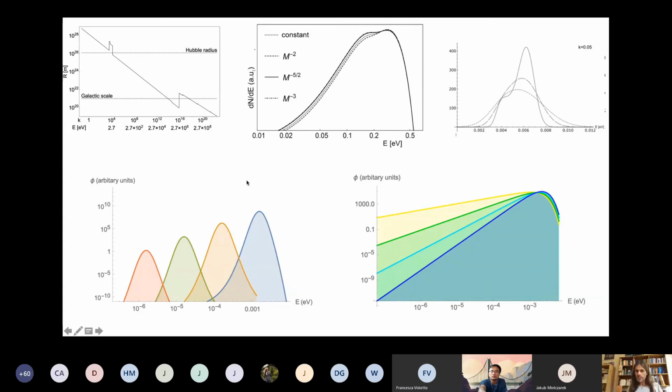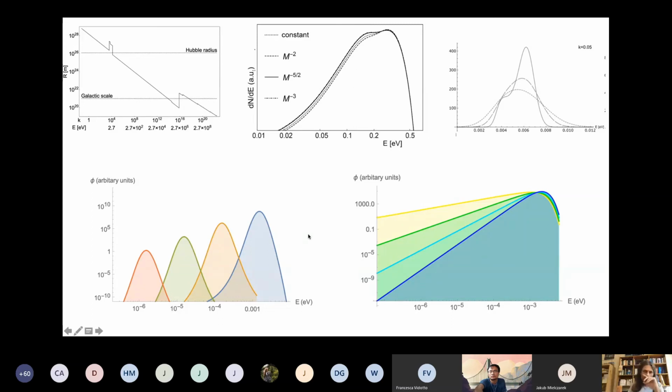The dependence of the expected signal on the mass spectrum of the primordial black hole is weak, and this is good news because, of course, there are many unknowns in this physics, and if you were highly dependent on the details of the formation mechanism, for example, it would spoil the hope to detect that.